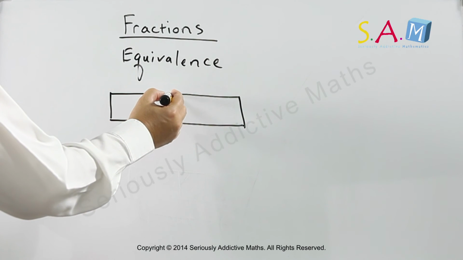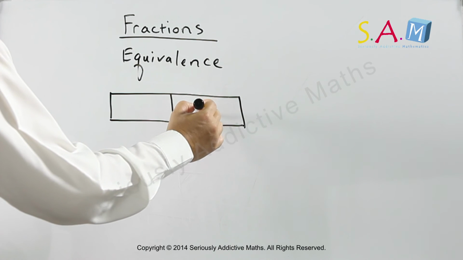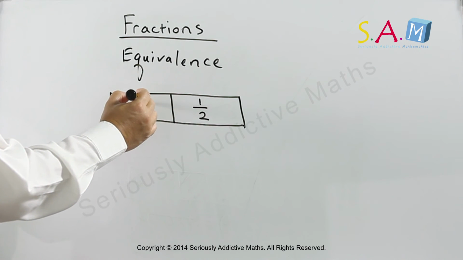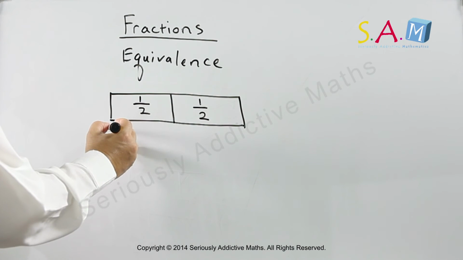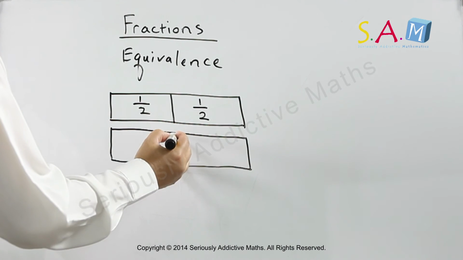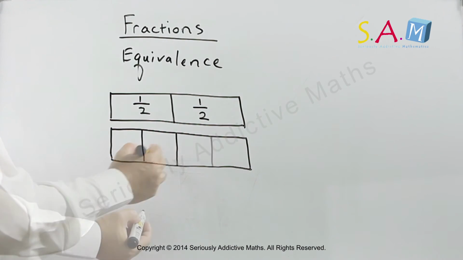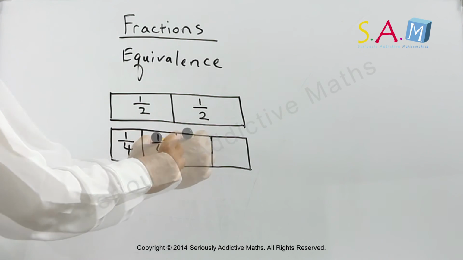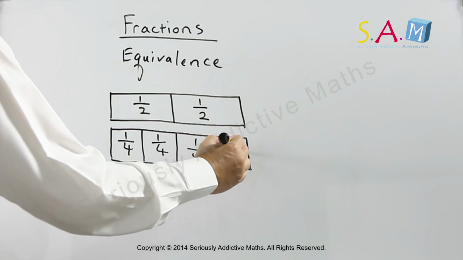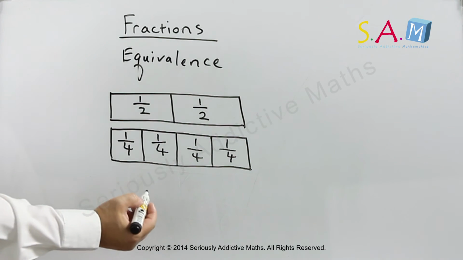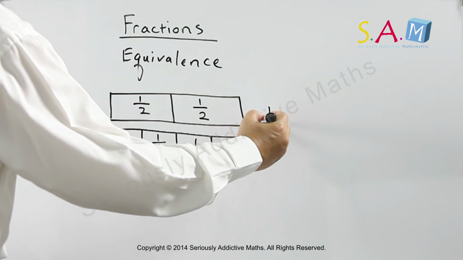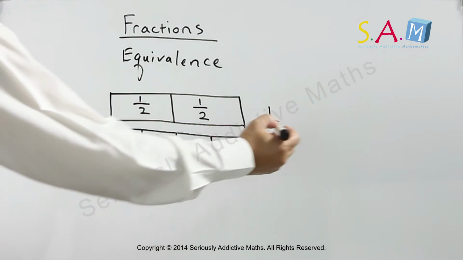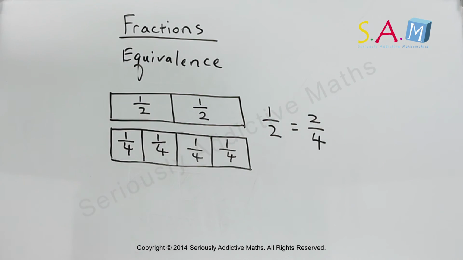For example, I cut this in half. This is known as half. This is also known as half. If I have another whole and I cut it in 4 parts, each part is 1 out of 4, 1 out of 4, 1 out of 4, 1 out of 4. So we can see that 1 out of 2 is essentially the same as 2 out of 4.